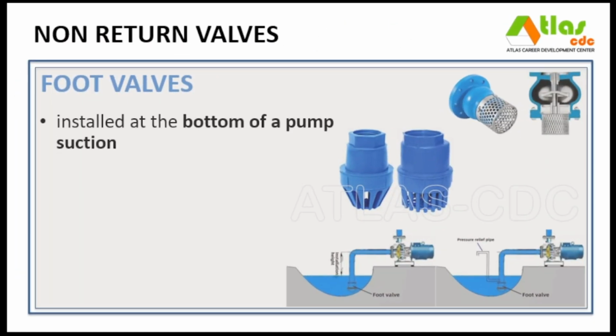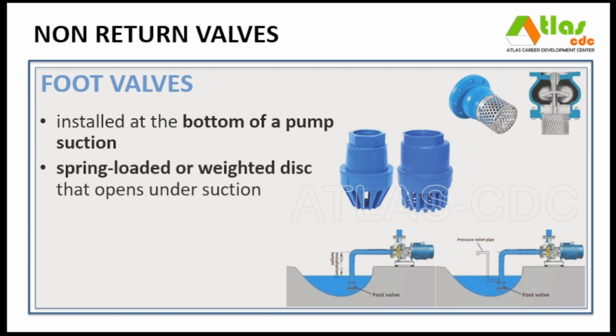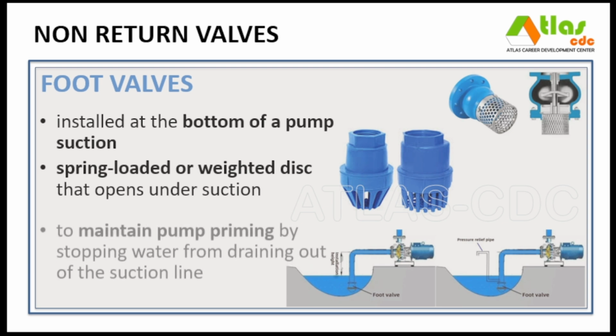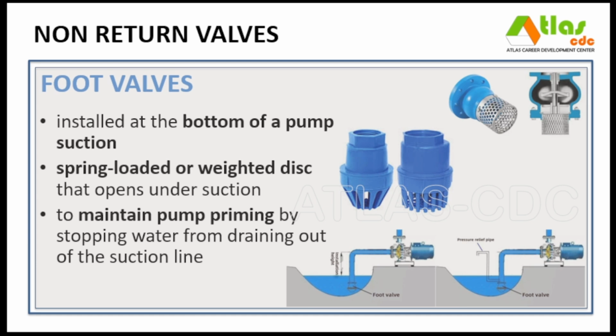A foot valve is a type of check valve installed at the bottom of a pump suction line, typically submerged in water. Its mechanism includes a spring-loaded or weighted disc that opens under suction and closes to prevent backflow when the pump stops. The function is to maintain pump priming by stopping water from draining out of the suction line.